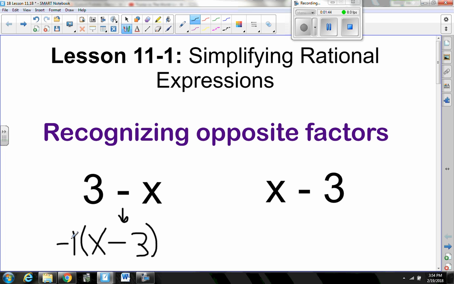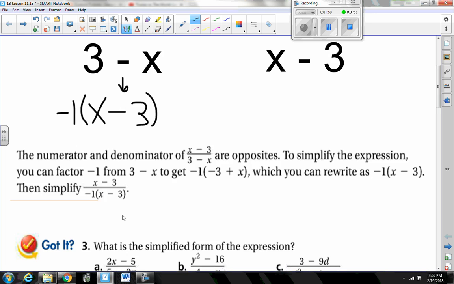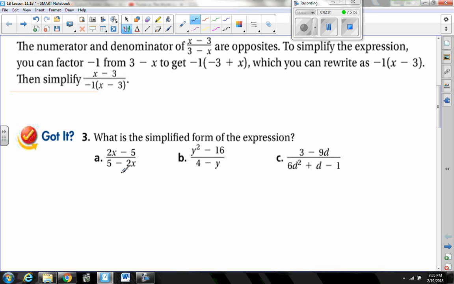Now, why is that helpful? Because if these two things end up on the top and bottom of a fraction, we would like to be able to cancel them out and simplify our fraction further. So we can flip them around, put a negative 1 in front, and then cancel. What this looks like would be something like this.